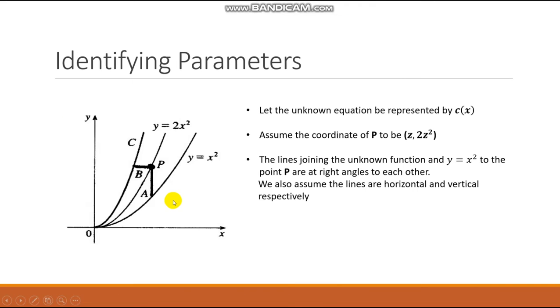In this picture, here we have y is equal to x squared, here we have y is equal to 2x squared, and here we have line C, which is what we're trying to find. In the math work that we do, we represent line C as C of x with a lowercase c. At point P, we gave it the imaginary value of x is equal to z, and the y value of y is equal to 2z squared, when you plug z into this equation. It's also important to note that between point P and y is equal to x squared is a vertical line, and between point P and line C is a horizontal line.